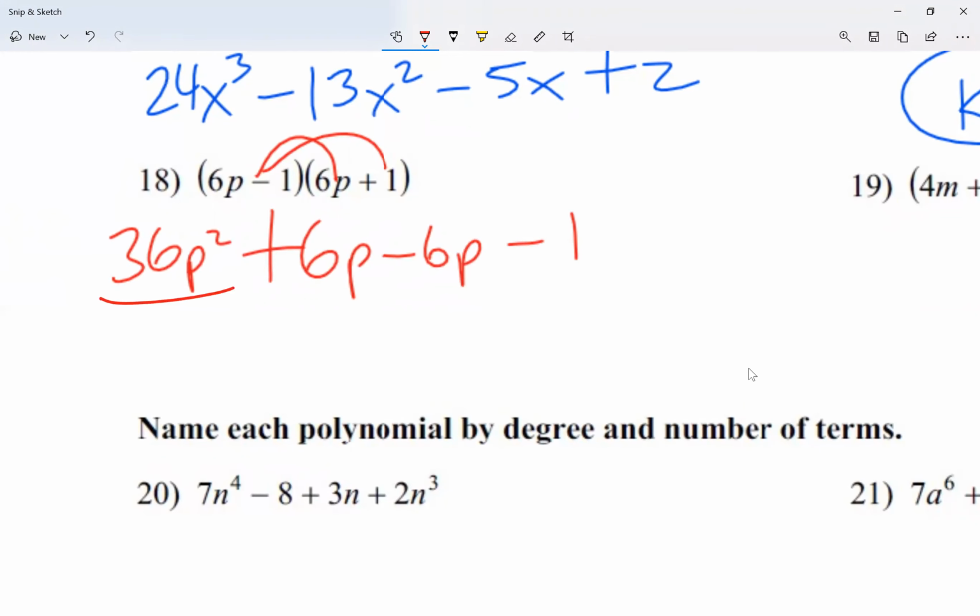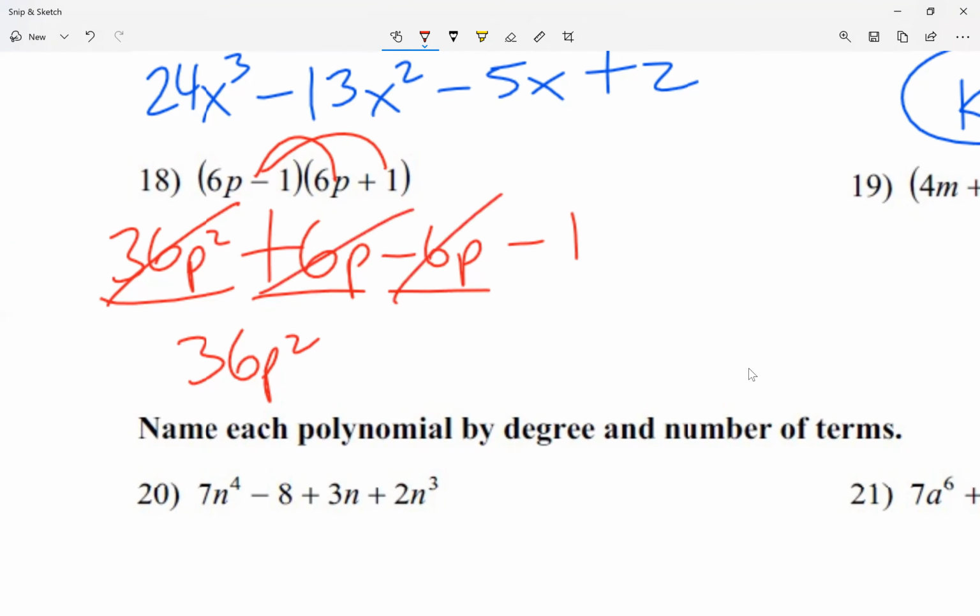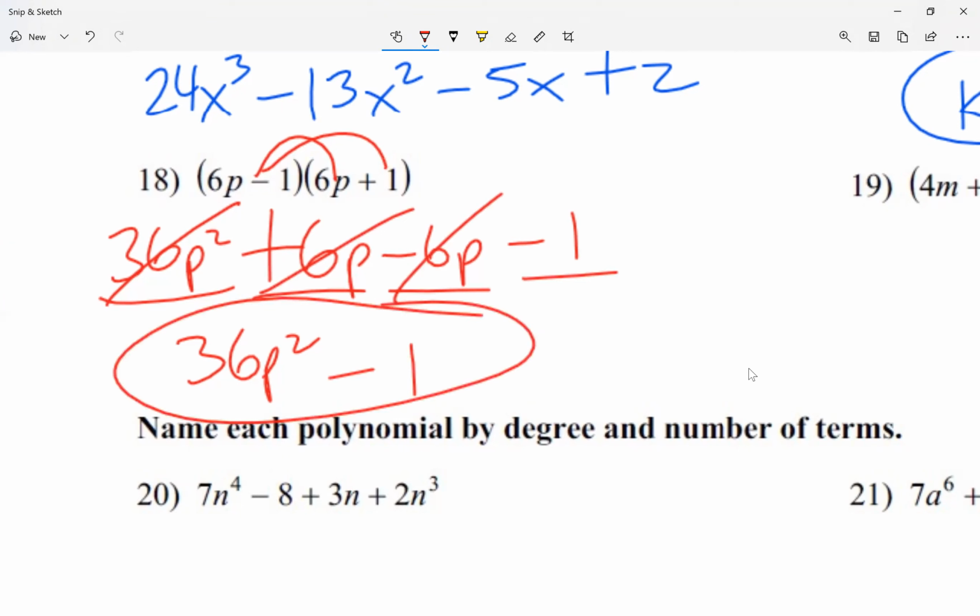Let me combine my like terms. The highest exponent is p squared, so 36p squared. Then when it comes to p's, I see 6 minus 6. Right, 6 minus 6 is 0. So do me a favor, do not write the p by itself, because otherwise you're telling me that 6 minus 6 is 1, right? So instead, don't write anything. 6p minus 6p is 0p. Basically, it cancels out. That's why it's special, because there's not going to be a p. And then at the end, I see a minus 1. So 36p squared minus 1.